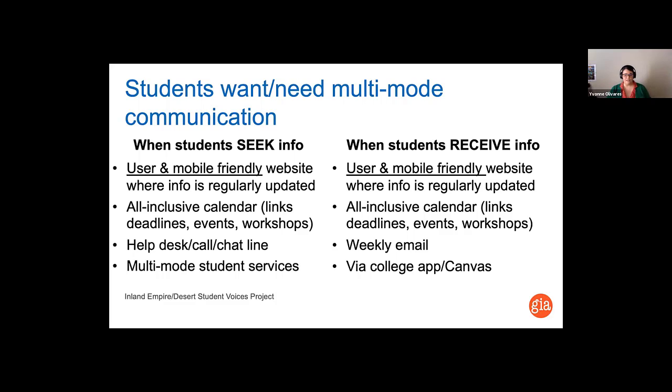They would also like to have notifications. And these notifications can come via college app, they can come through Canvas, whatever it is. And when we ask students about notifications, there's a lot of things that are happening on campus, how many are too many? There's no such thing. Students want notifications.